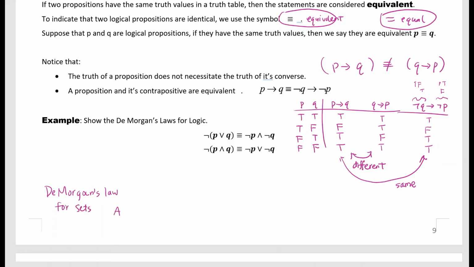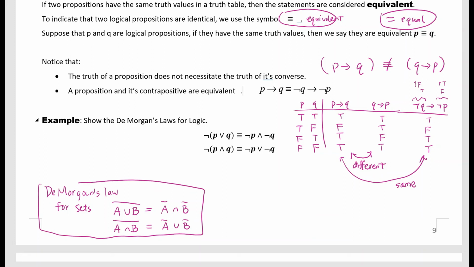We have the complement of A union B equals A complement intersect B complement. Remember the complement is like the negative sign. It flips the union to an intersection. And the complement of A intersect B is A complement union B complement. It flips the intersection to a union. So this is De Morgan's law for sets. We studied that in session 1.1. So now it's for logic.